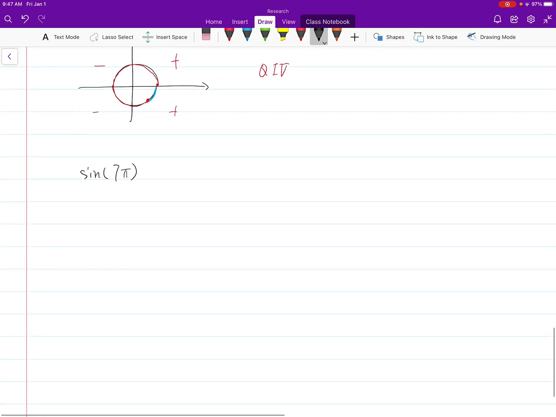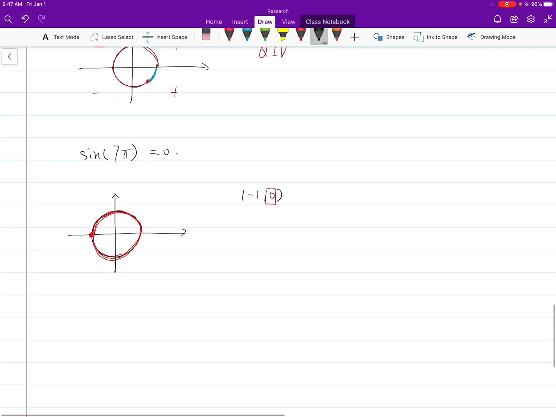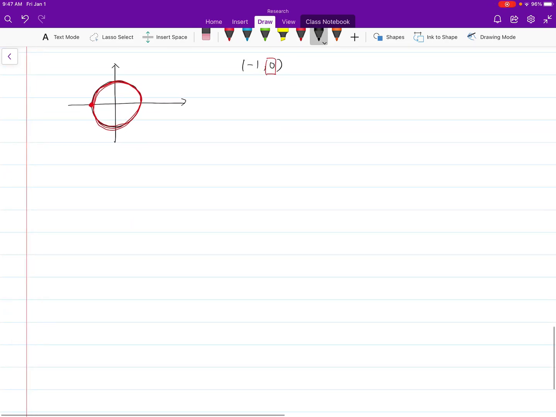Okay. What about sine of 7 pi? Okay, keep going. 2 pi, 4 pi, 6 pi, 7 pi. What's the coordinate? -1, 0. What is your sine? Your sine is the y value. Therefore, 0.